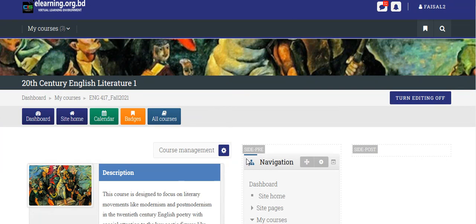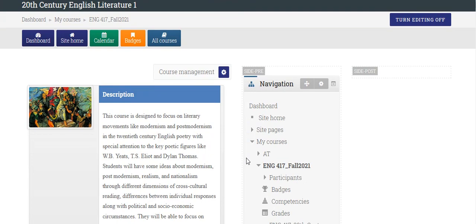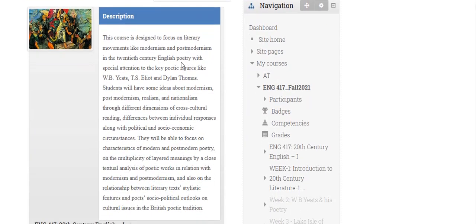So this course is designed to focus on literary movements like modernism and postmodernism in 20th century English poetry, with special attention to key poetic figures like William Butler Yeats, Thomas Stearns Eliot and Dylan Thomas.